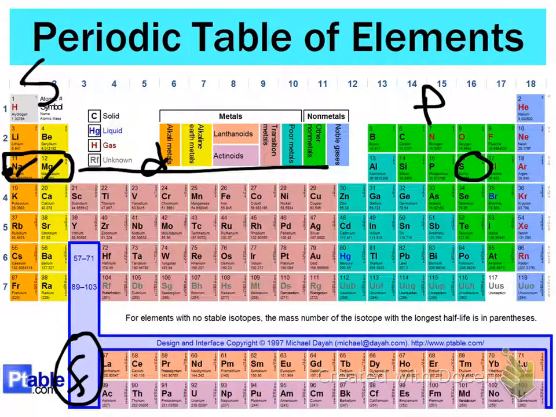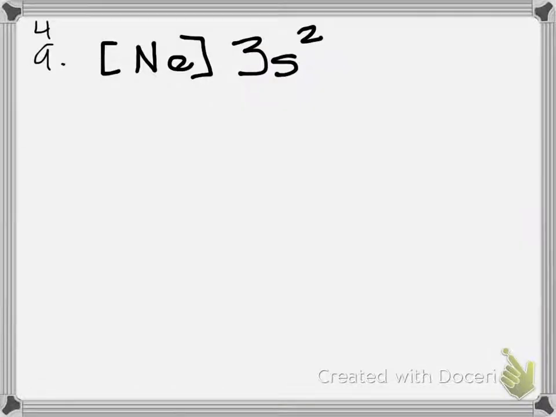Then I jump all the way over here. There are no d electrons in the third energy level, so we jump right to 3p. 1, 2, 3, 4. So 3p4. And that's sulfur. It has a total of 6 outer electrons. So, cool.